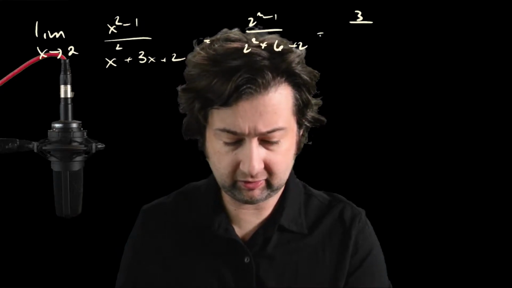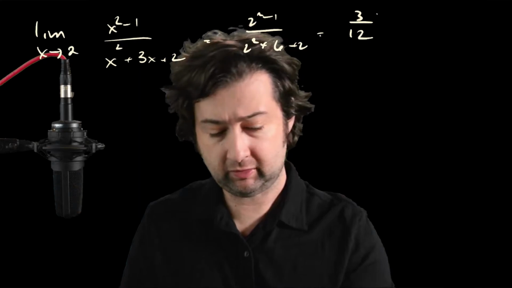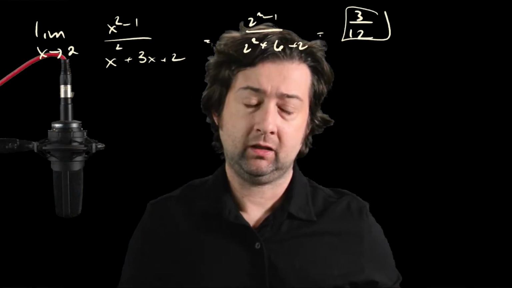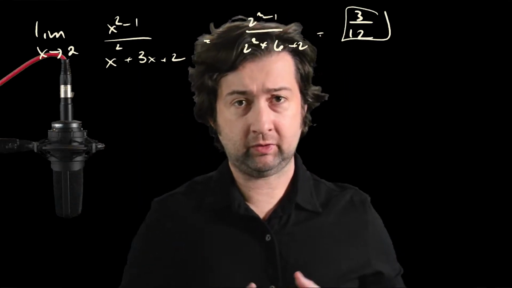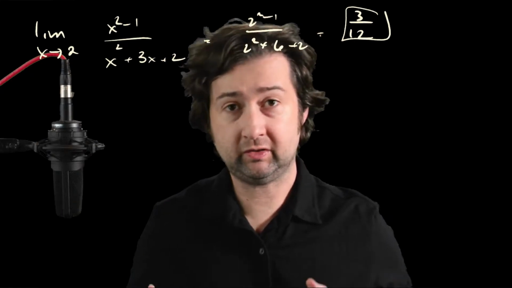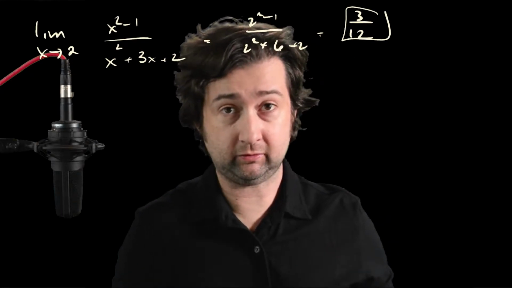And what you would have learned here is that the first thing you try is to plug in the number 2. 2 squared minus 1 over 2 squared plus 6 plus 2, which is 3 over 12. And so this is the limit. That method of computation relied on the fact that the function was continuous at x equals 2.